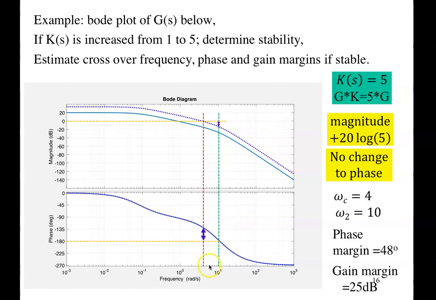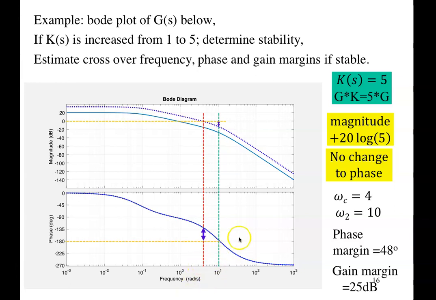Now the frequency where the phase plot crosses minus 180 degrees is the same, because the phase plot is the same. So if I go to minus 180, come across, this is where the phase angle crosses 180 degrees. If I go down, that's still 10 radians per second. The system is still stable, because omega c is less than omega 2. But phase margin and gain margin will not be the same as in the previous case.